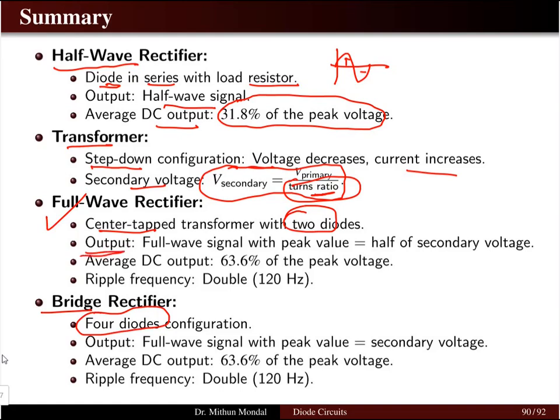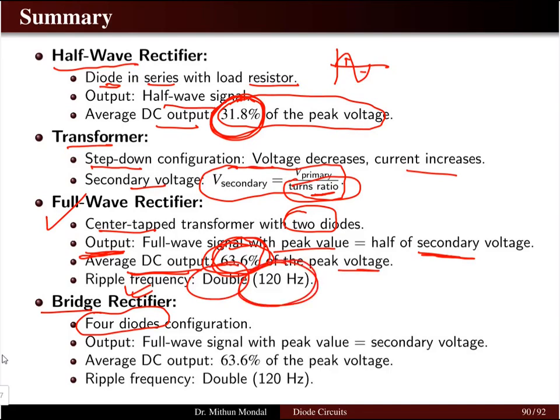The output of the full wave rectifier in the center tap configuration will have a peak value which is half of the secondary voltage. And the average DC voltage you are getting is 63.6%, which is double that of the half wave rectifier. So here we are getting 31.8%, and here we are getting 63.6% of the peak voltage. Here the ripple frequency is also doubled, which is 120 Hz, and this remains the same whether it is a center tap full wave rectifier or a bridge rectifier.